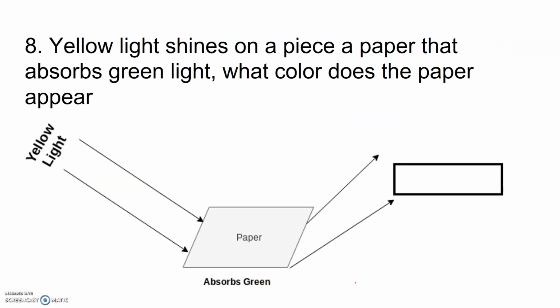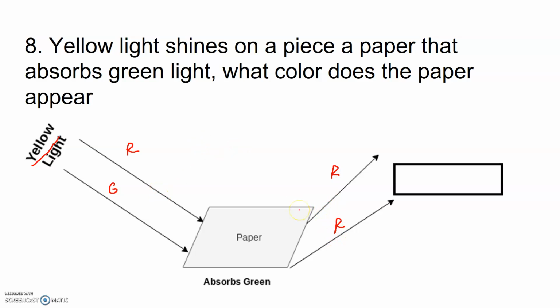So yellow light shines on a piece of paper that absorbs green light. What color does the paper appear? Well, yellow is a secondary color, and the secondary color yellow is made of red and green, because red and green make yellow. So you have red light and green light. And if it takes in green, the only thing coming out then is red. So green doesn't come in, doesn't come out.